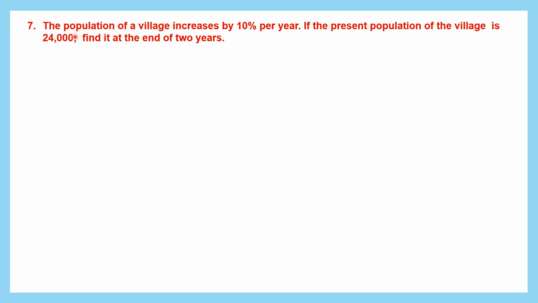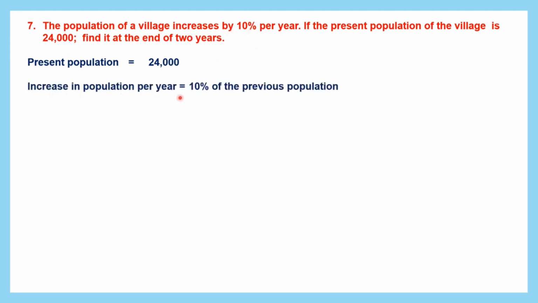Question 7. The population of a village increases by 10% per year. If the present population of the village is 24,000, find it at the end of 2 years. So at the end of 2 years, what is the population? That is the question. So the present population is 24,000. And what does it say? It increases by 10% per year.